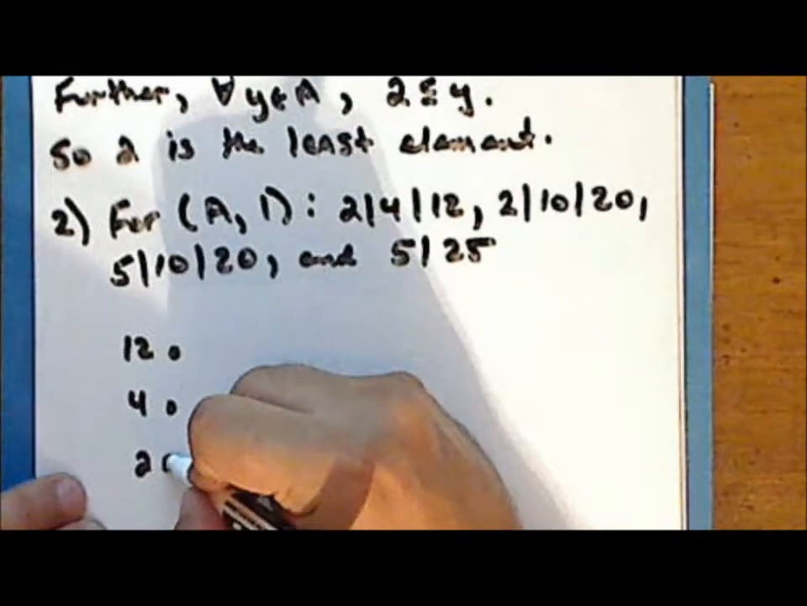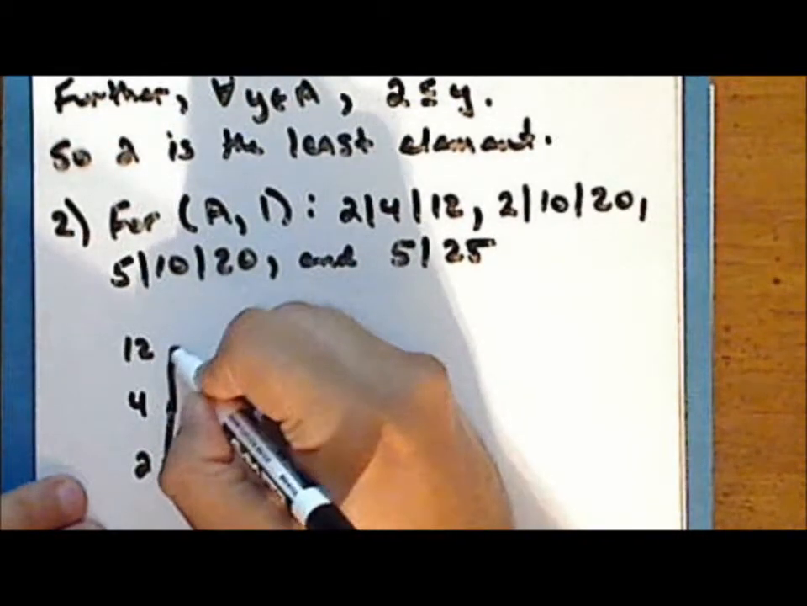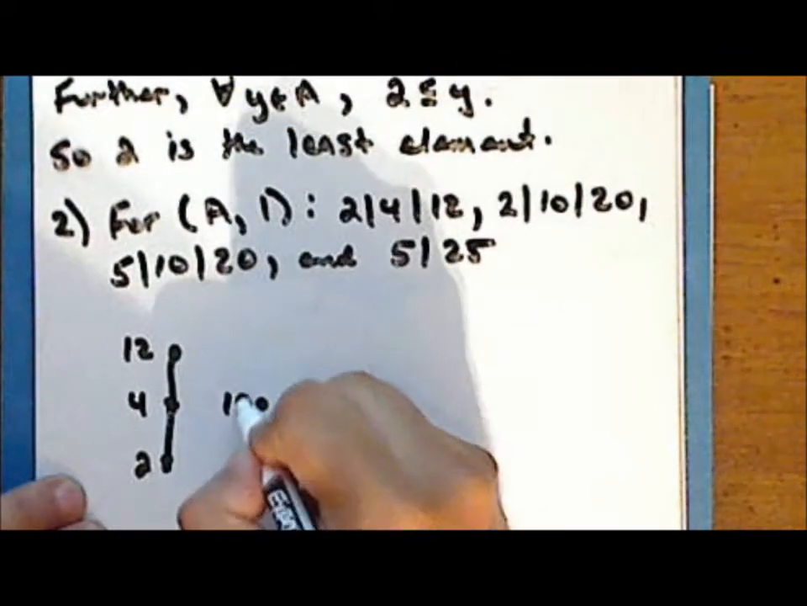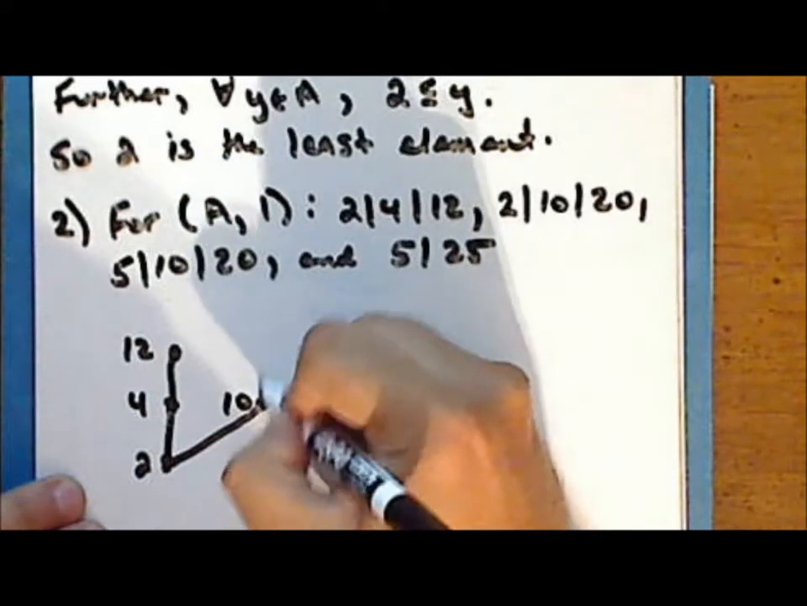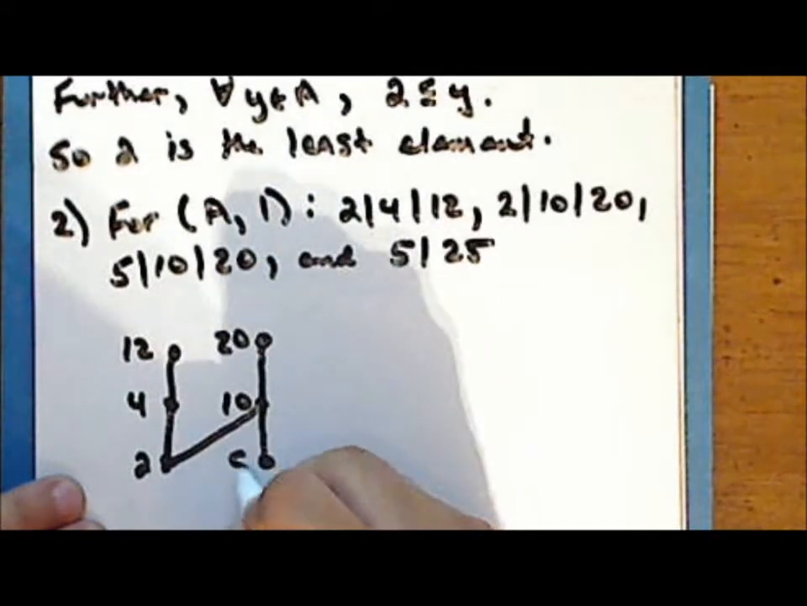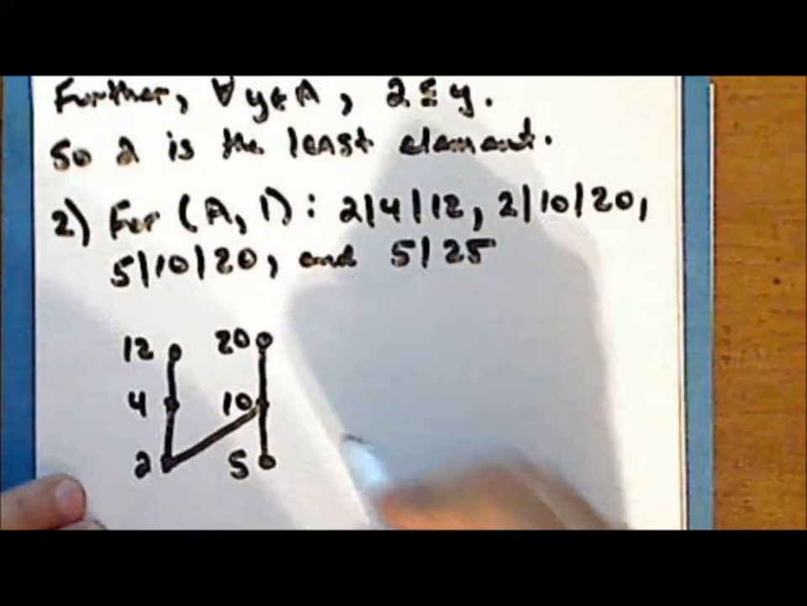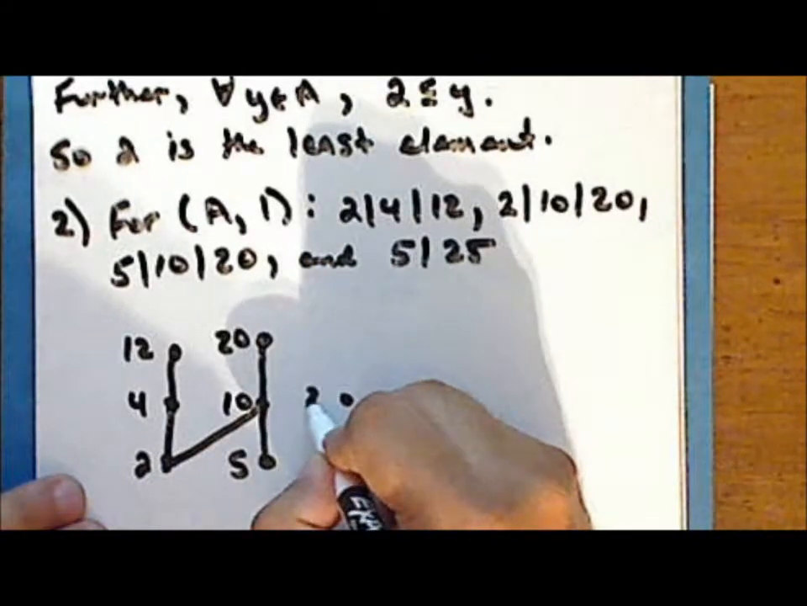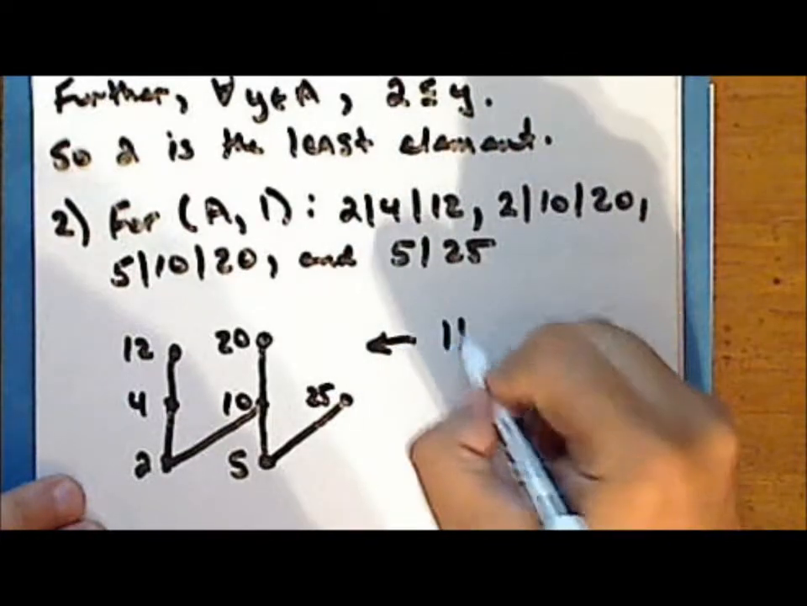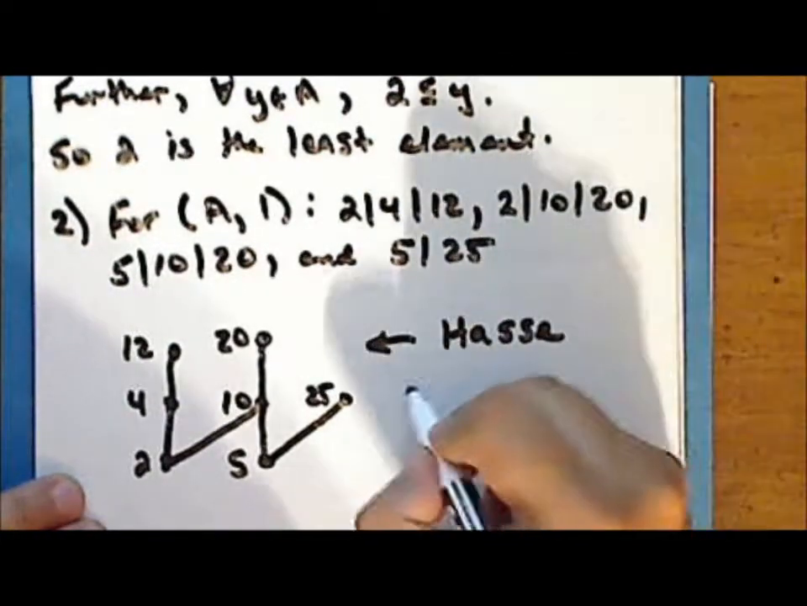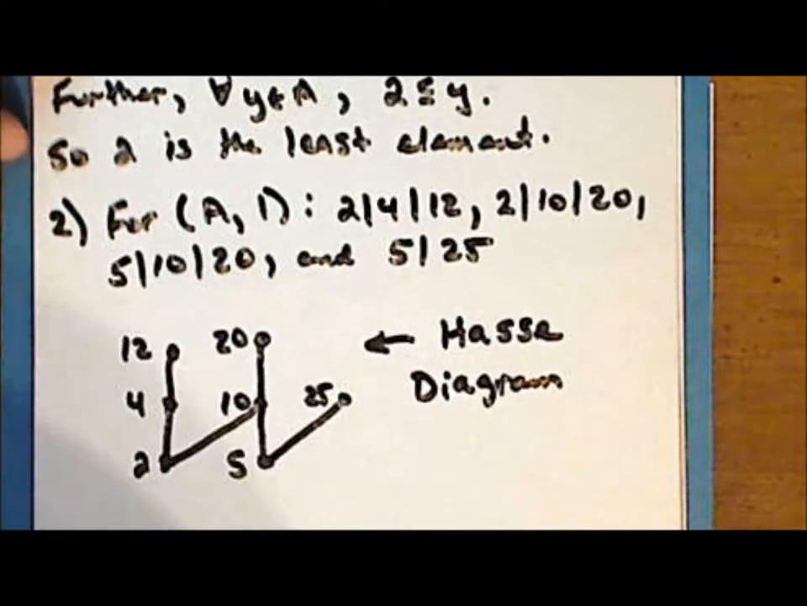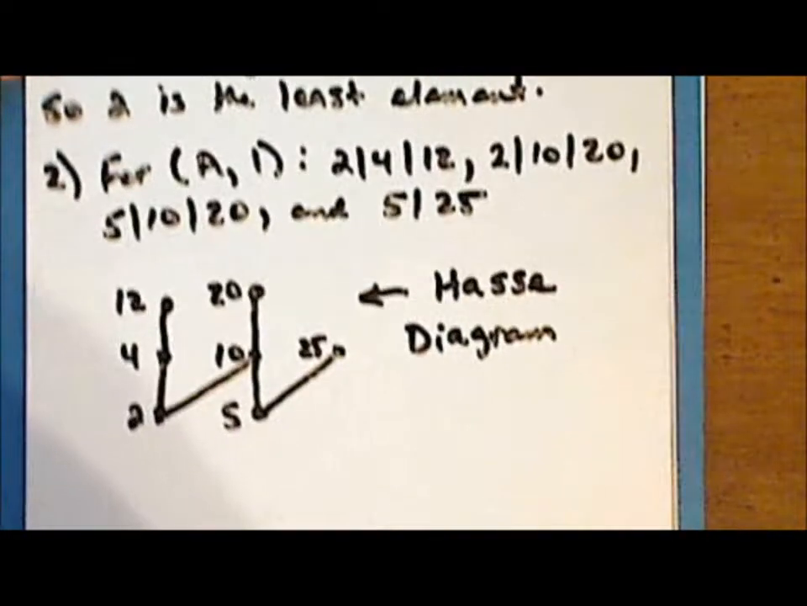The integer 2 divides 4, which in turn divides 12. The integer 2 divides 10, which in turn divides 20. The integer 5 divides 10, which in turn divides 20. And finally, the integer 5 divides the integer 25. Now, this diagram is an example of what's called a Hasse diagram, and it is named in honor of the German number theorist Helmut Hasse.